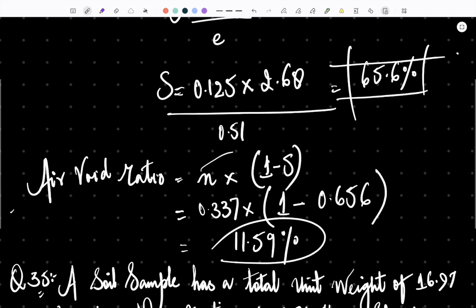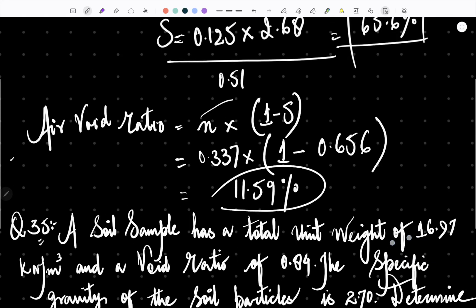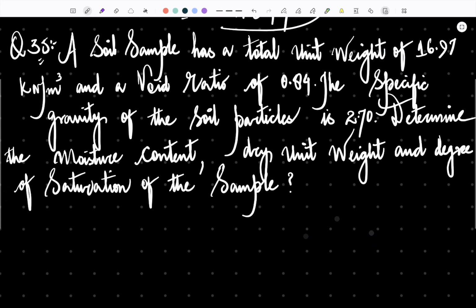Alright, so we have completed the question in all respects. Moving on to the next one. Next question is, a soil sample has a total unit weight of 16.97 kilonewton per cubic meter and a void ratio of 0.84. The specific gravity of the soil particles is 2.70. Determine the moisture content, the dry unit weight, and the degree of saturation of this sample.